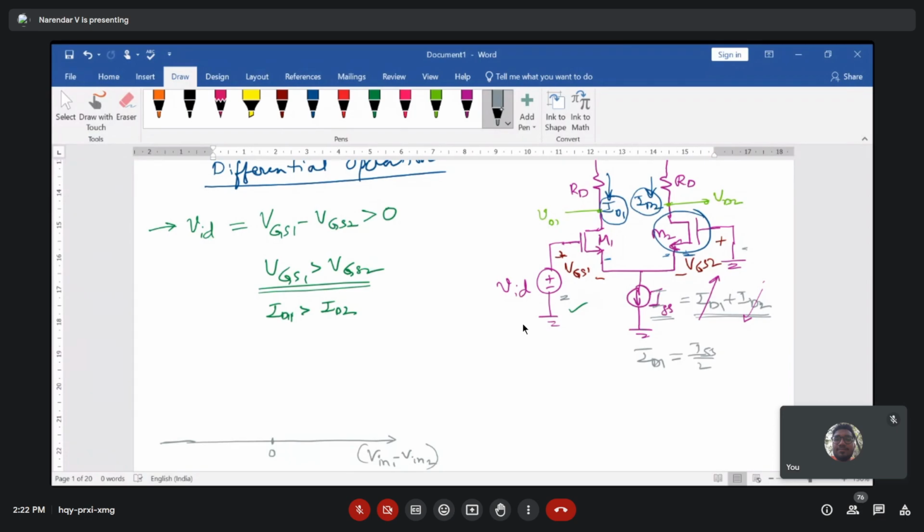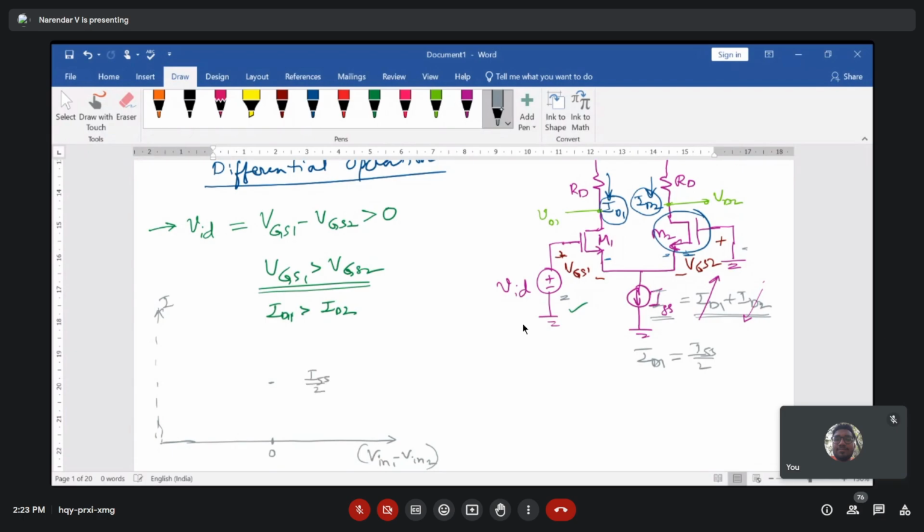Let me consider this y-axis. This axis represents the current I. At differential input 0, you have the maximum current, this point I can consider, and which is your ISS by 2.